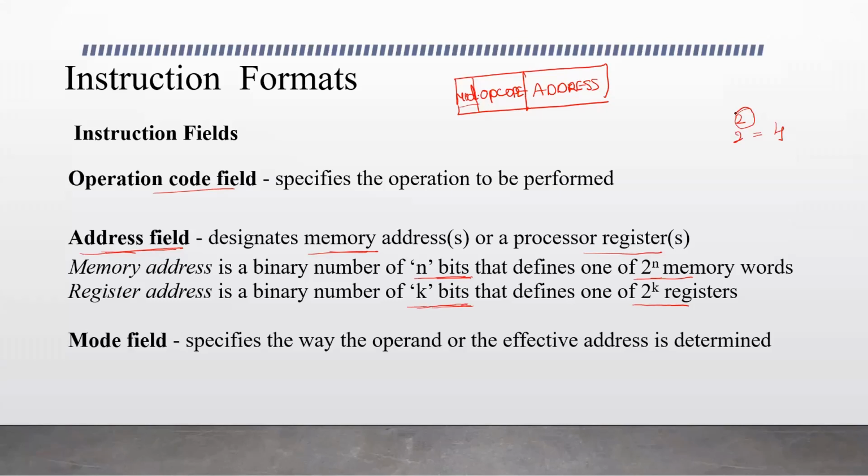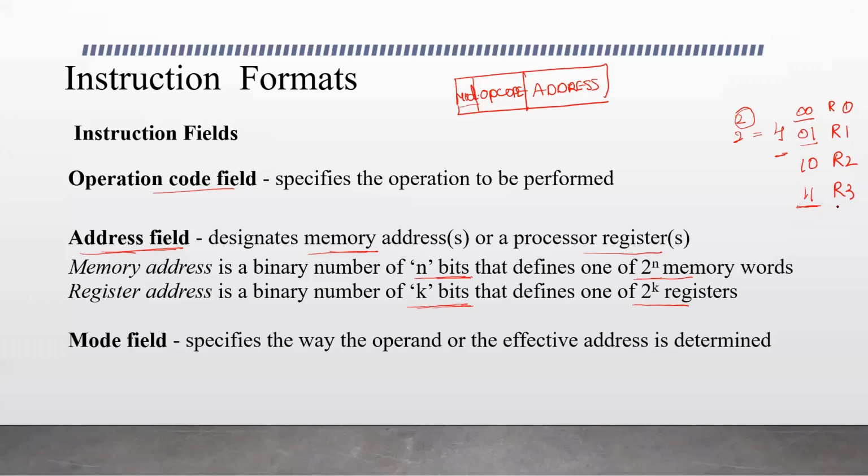The registers will be numbered R0, R1, R2, and R3. These are the 4 registers. As there are 4 registers, we need 2 bits to specify the address. So the address of the first register is 00, the 2-bit combination. 01 represents the second register, and the third register is 10. 11 denotes the address of the fourth one.